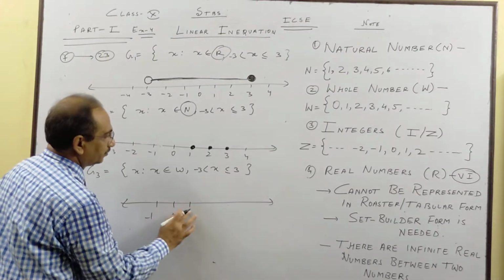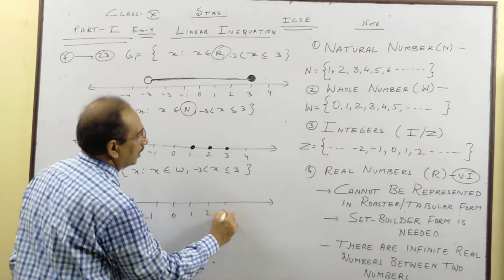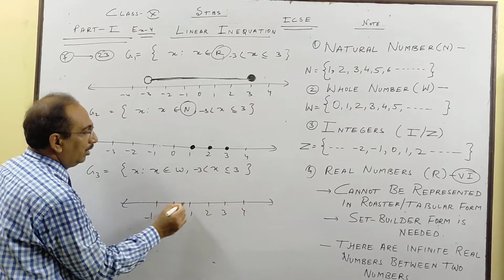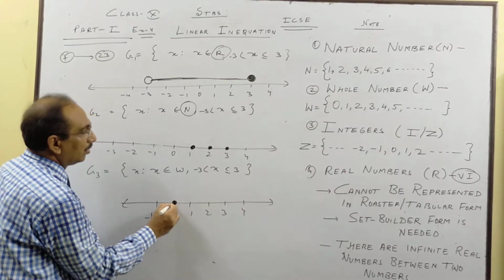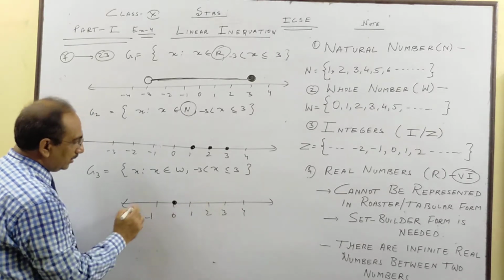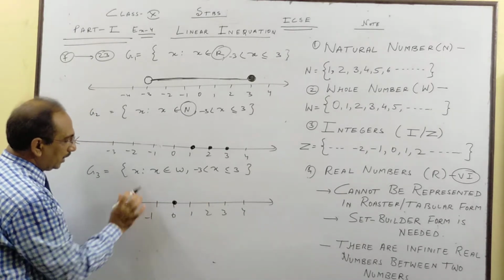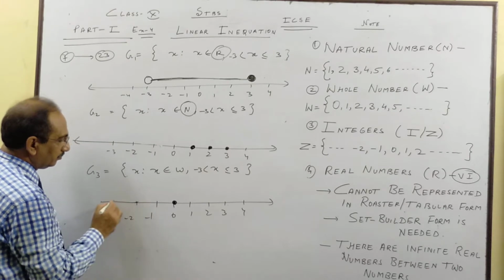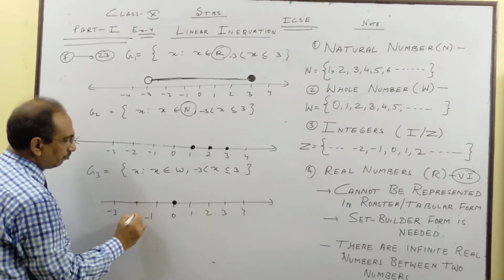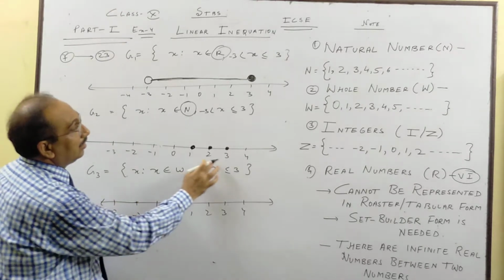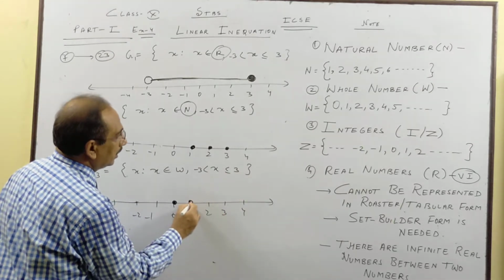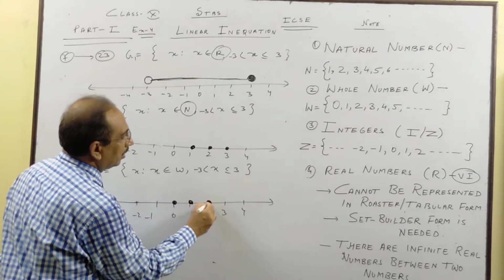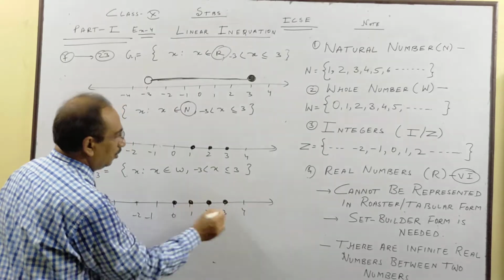Same thing, it will start with 0. Okay. 1, 2, 3, 4. Whole number 0 because it is greater than minus 3. And less than equal to 3. So here we will start from 0 and go to 3.